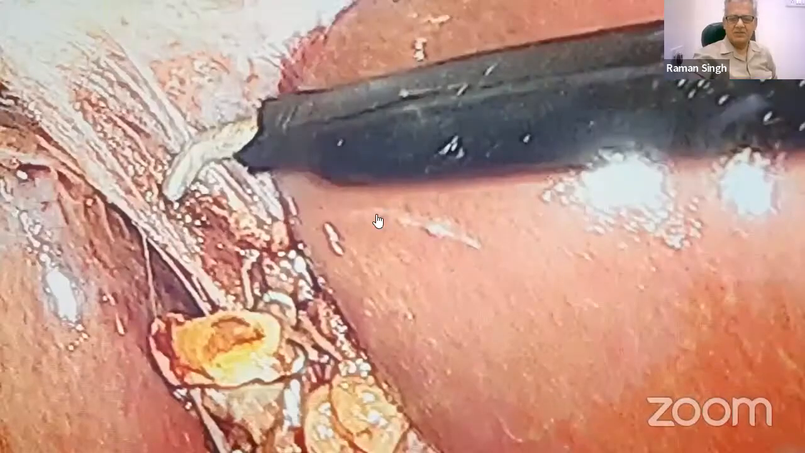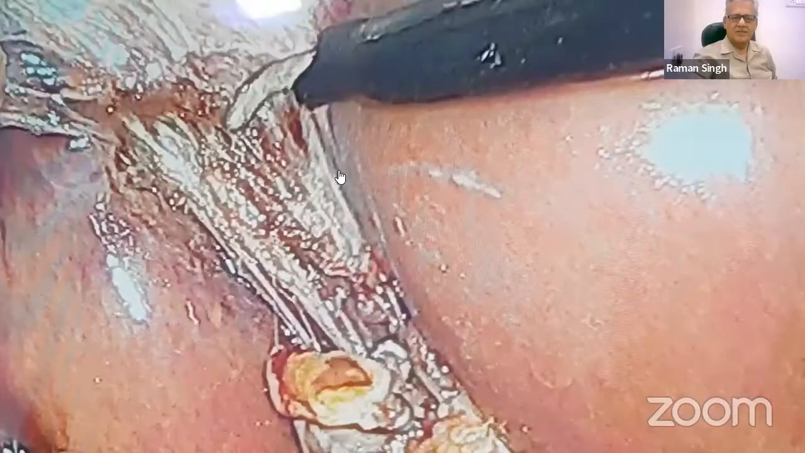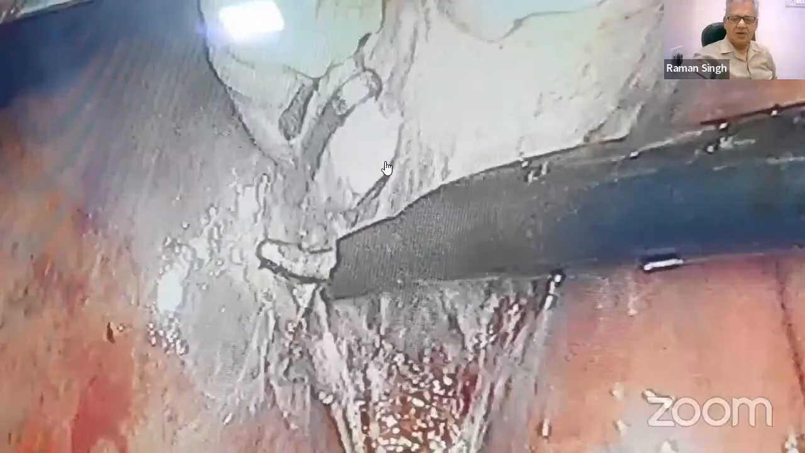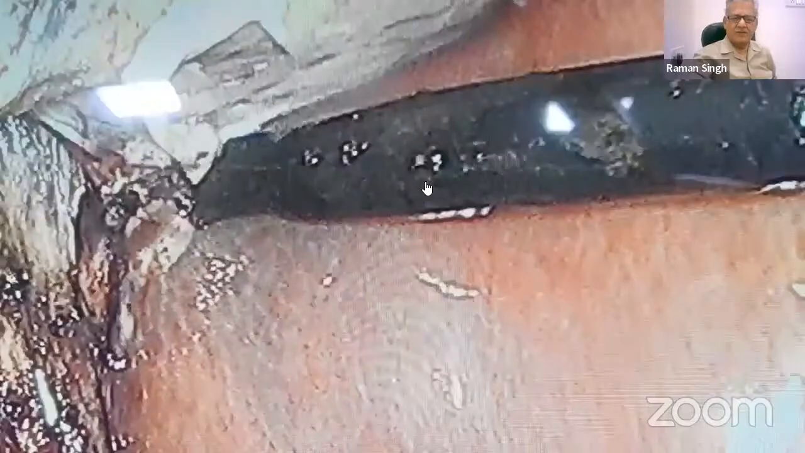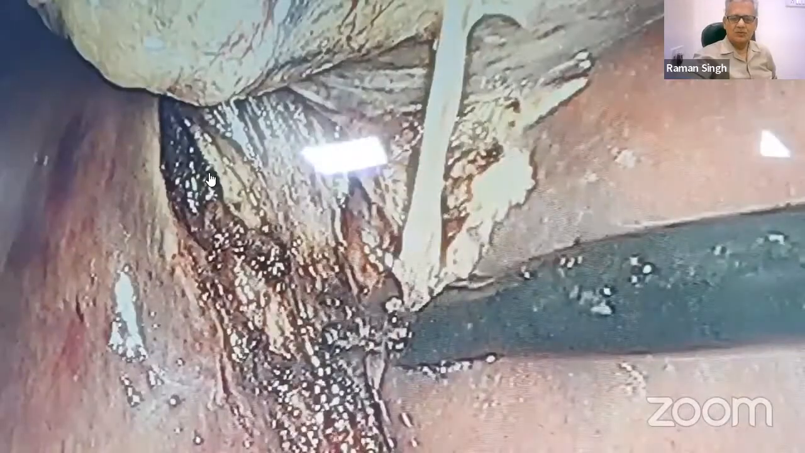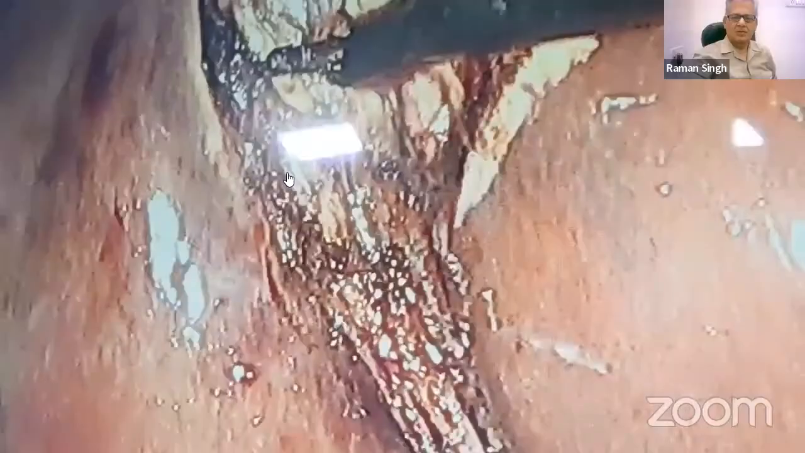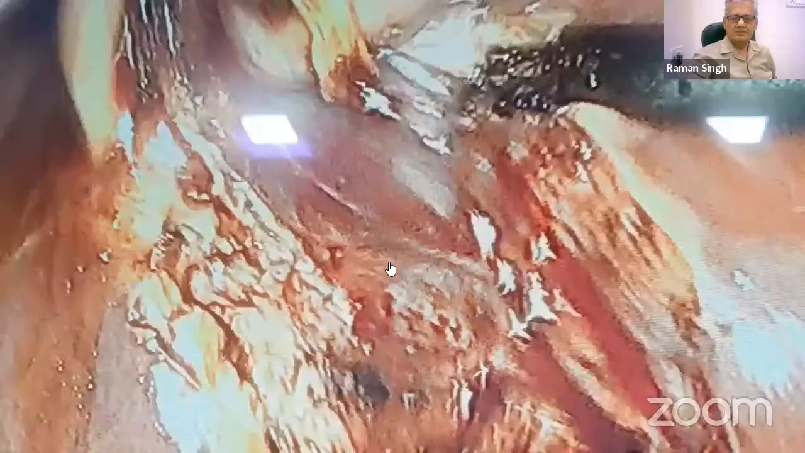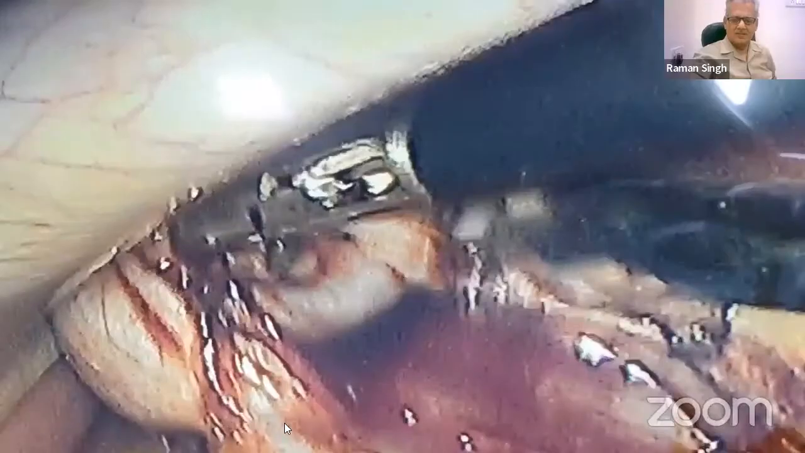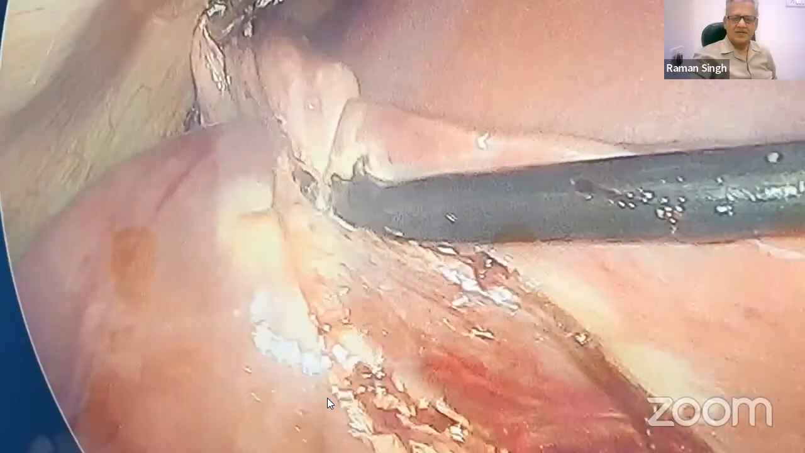This monopolar hook is introduced in the first working port, and the attachment of the gallbladder is separated gradually. We use the back of the hook cautery, as you told. This helps to coagulate and cut the tissue. Gradually, the gallbladder is separated from the gallbladder fossa by dividing the attachment, that is usually the peritoneal fold. Because this was a simple case, there are not many adhesions over there.